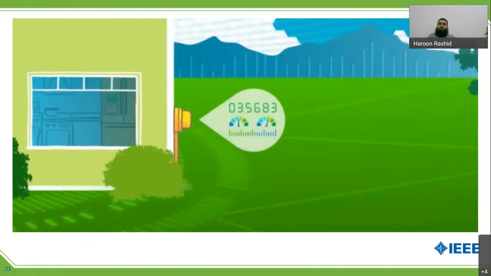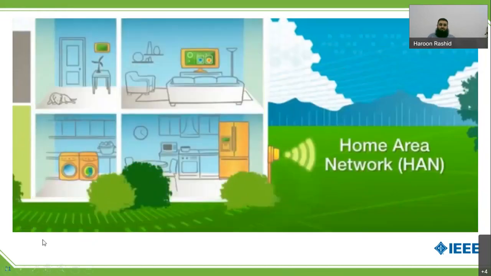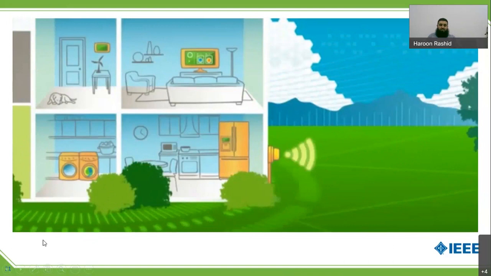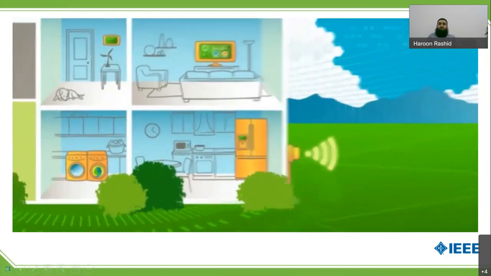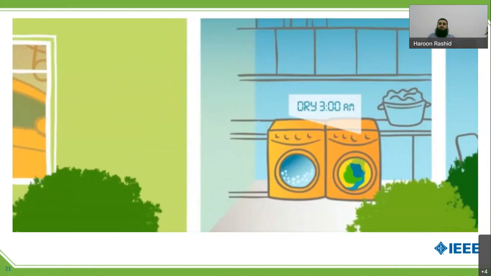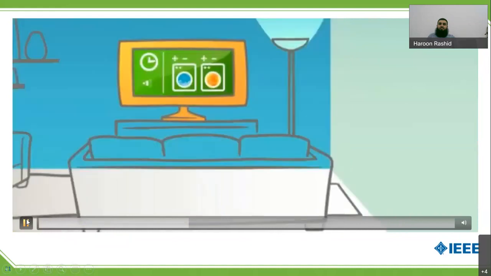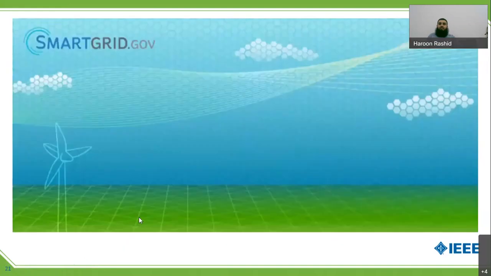Inside the smart home, a home area network, or HAN, connects smart appliances, thermostats, and other electric devices to an energy management system. Smart appliances and devices will adjust their run schedule to reduce electricity demand on the grid at critical times and lower consumers' energy bills. These smart devices can be controlled and scheduled over the web. Here I want to explain this concept.